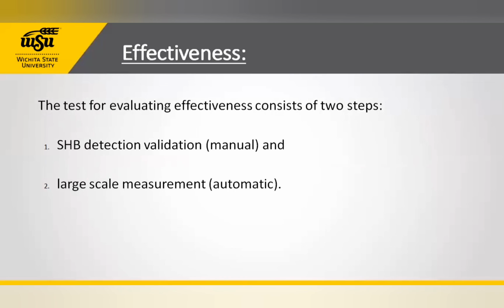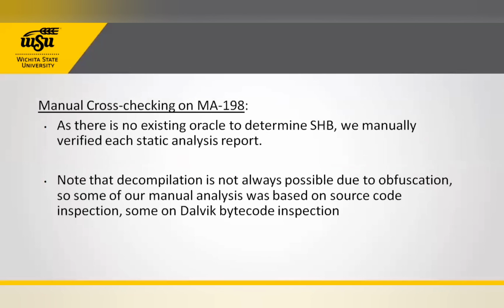And the next one is effectiveness. The test for evaluating effectiveness consists of 2 steps, which are SHB detection validation, which is a manual process, and large scale measurement, which is an automatic process. First, manual cross checking on MA198. As there is no existing oracle to determine SHB, we manually verified each static analysis report.